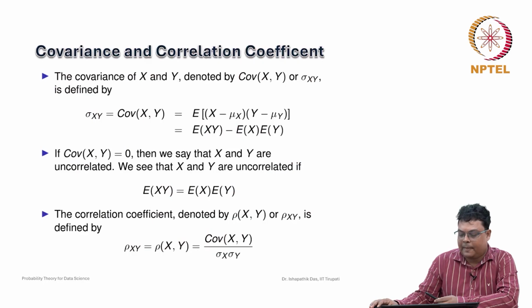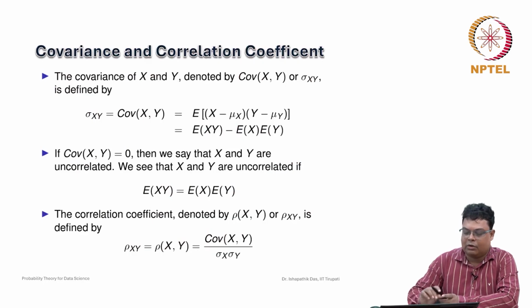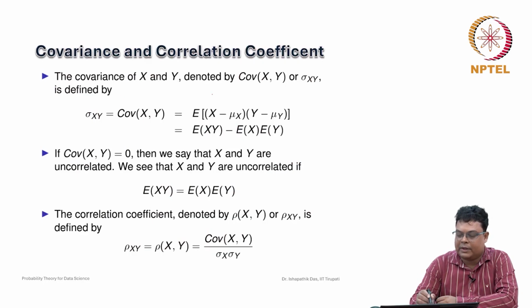So, let us discuss one example. Here you can see the covariance of xy, denoted by covariance xy, is defined in this way: sigma xy equals the expected value of x minus mu x, times y minus mu y, which we have already represented. Now, if covariance of xy equals 0, then we say that x and y are uncorrelated. This happens if the expected value of xy equals the expected value of x times the expected value of y. Then their covariance is 0.